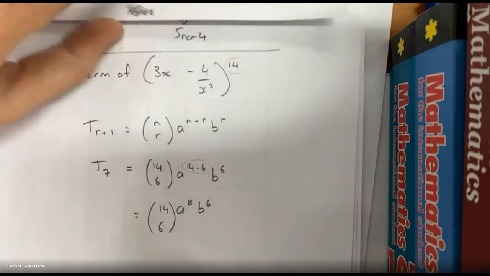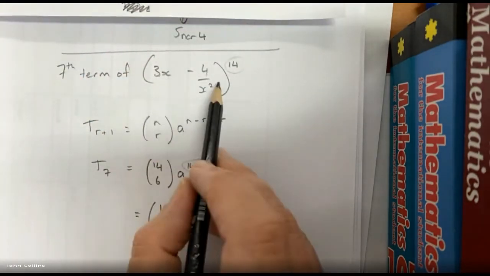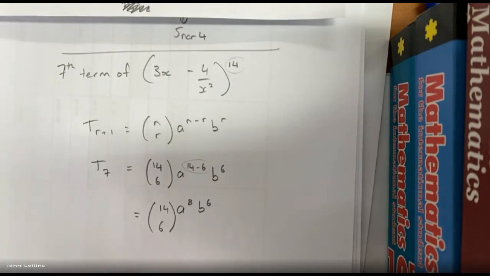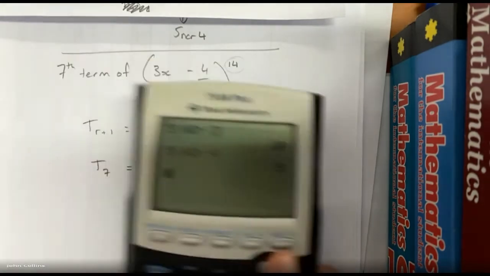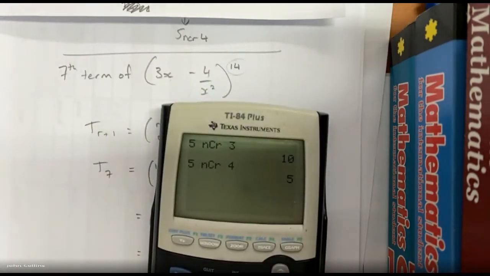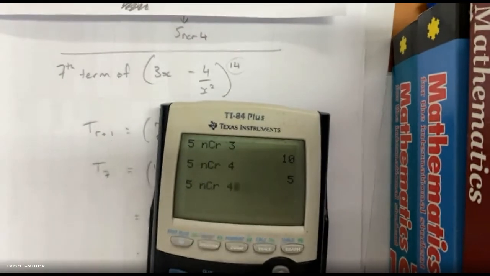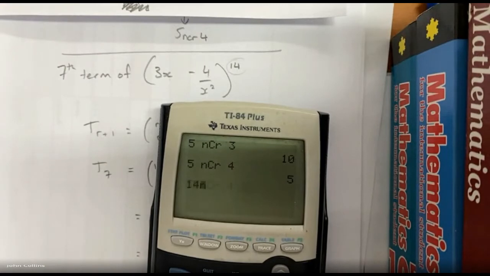Now, in this particular case, we do not have a and b anymore. This question is using 3x and minus 4 over x squared. First things, we're going to replace things. So 14 choose 6. Just once again, this is the quick way. Just press enter on the previous one and you can change the numbers. Oh no, it doesn't change it to 2 digits. I forgot that. Got to do it again. Math. Probability. There we go.